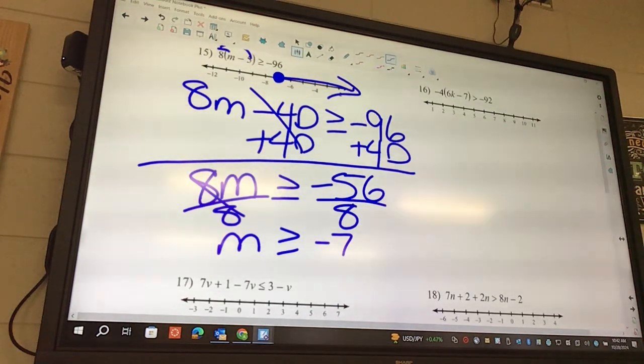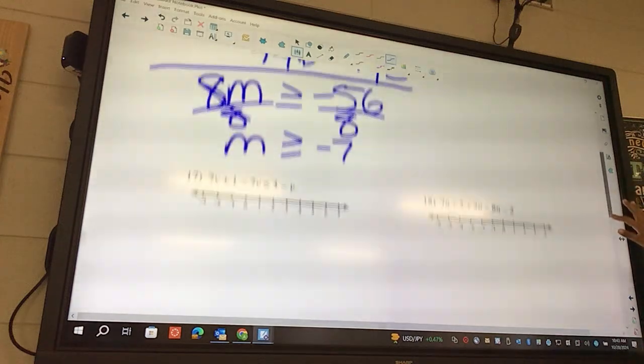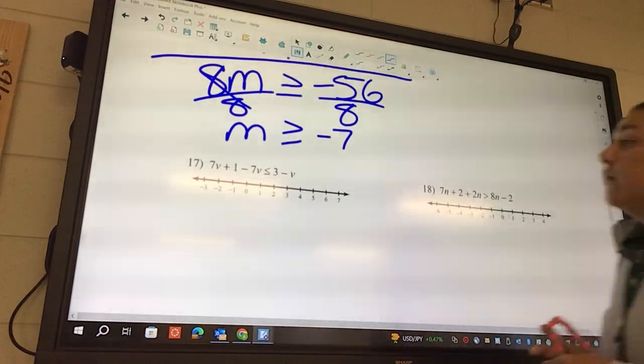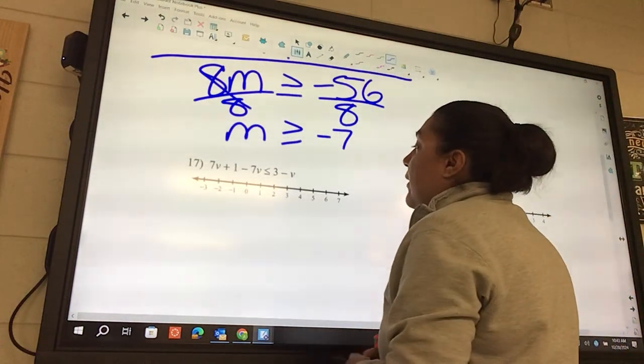Okay, 17, are there parentheses? No. So there's no parentheses, so then our next step is to combine. Who can get combined? How many pieces are on the left? 7v, a 1, and a -7. Okay, so there's 3 on the left. How many are on the right? 3.